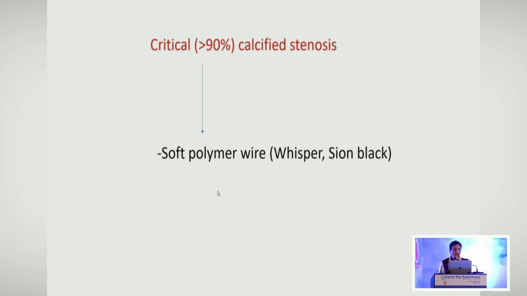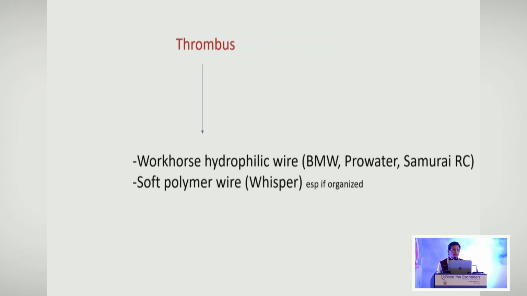So I think I have already crossed a lot of time, so I'll just go on to a few of the clinical situations. If you have a calcified critical lesion, a soft polymer wire like Whisper, as I said, Whisper in Cyan Black will be my first choice. If it is a simple thrombus, probably any BMW, Pro Water or Samurai is pretty good. But if you have a subacute thrombus, or it is an organized 4 days old MI, 9 days old MI, I always use a Whisper as my first choice. But for beginners, maybe Whisper can be a second line of choice.